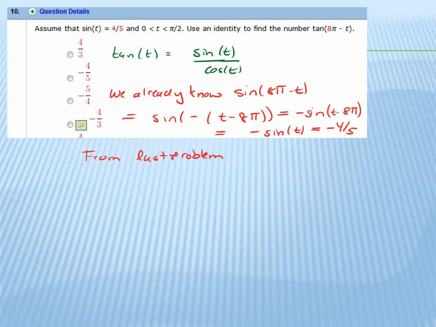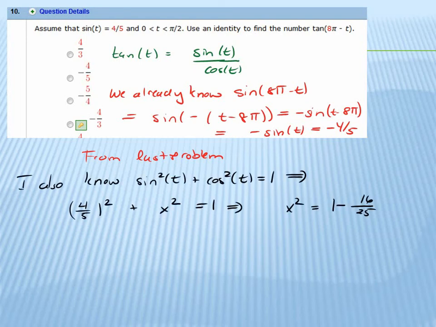So that's exactly the same as the previous problem. But I don't know cosine, so I have to solve for it using the Pythagorean theorem. This is what we call a multi-step problem, because it's taking two different things that you know and putting them together. Sine squared plus cosine squared equals 1. And so the missing thing is this guy. I did a problem like this earlier, right? And then you can solve for the x squared. So it's exactly the same work as I did earlier.